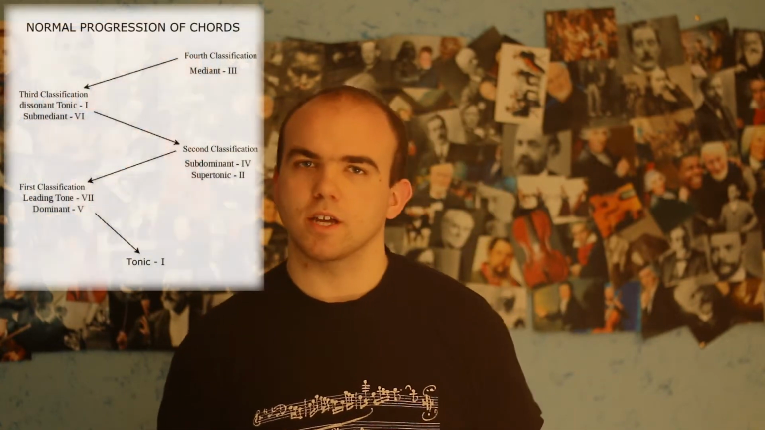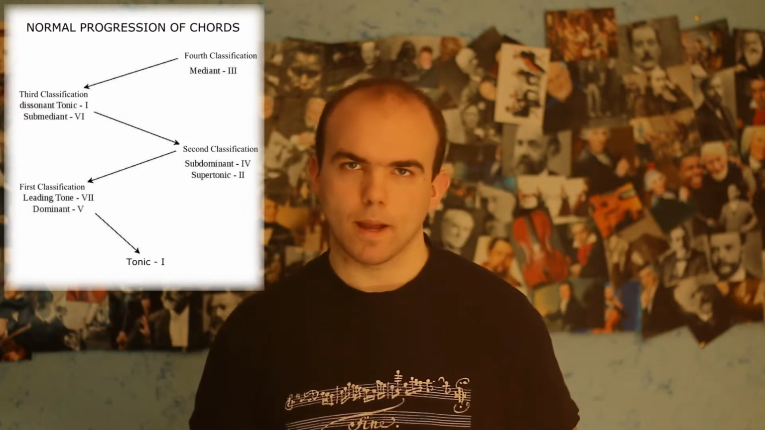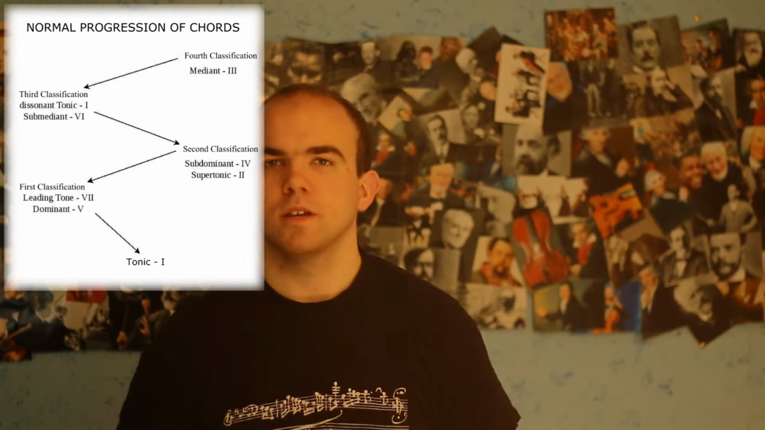Alright, now that we've looked at root movement, we're going to look at something called chord classification, which is a system that takes all the chords of the major and minor scales and categorizes them so that we can understand where they go. It's a sort of musical roadmap, so to speak, for the music of Bach and his contemporaries.